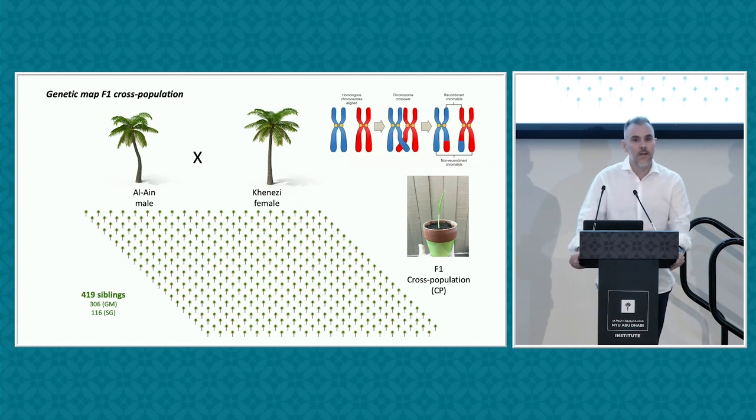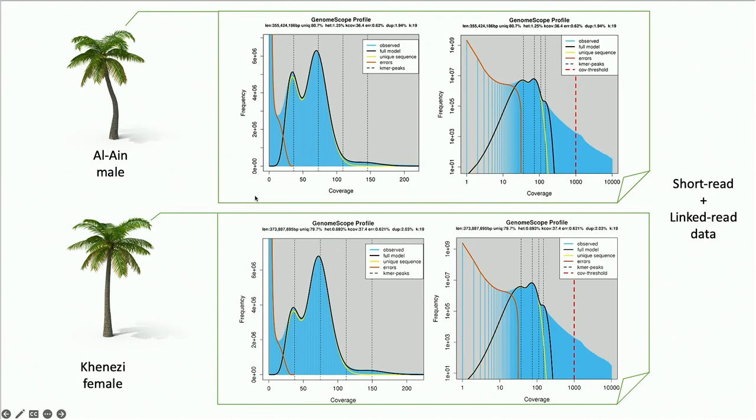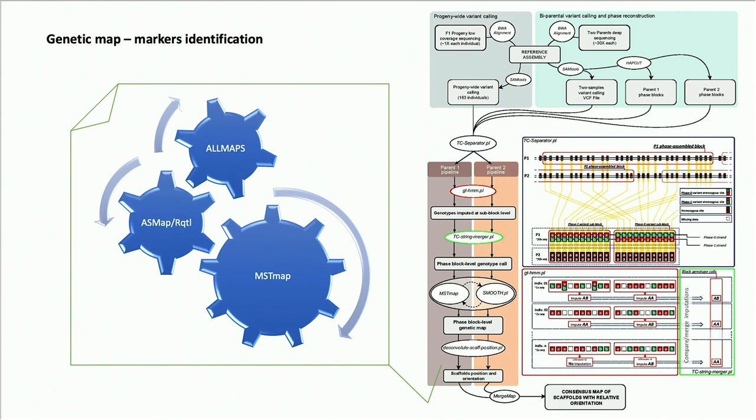This was some years ago and was made by our colleague Khaled, who is here. There was a genetic map in the literature but it was not very rich in markers. So what Khaled did was to cross a date palm male with a date palm female, and he produced about 419 siblings. These siblings were all sequenced, and the parents were sequenced with high coverage. Then I joined the group and I was able to produce a pipeline to analyze and extract these markers of potential for recombination based on SNP calling.